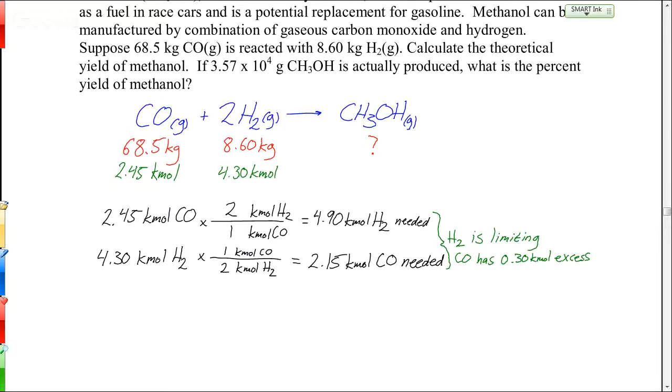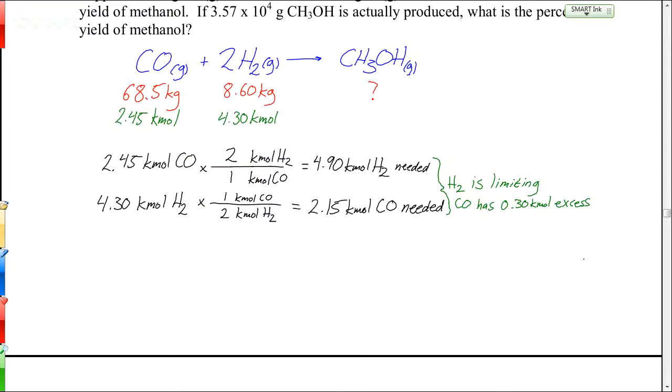We can just say that the 2.45 kilomoles of CO also means, based on the reaction we see above, whoops, sorry, going the wrong way. Let's fix that. The 4.30 kilomoles of hydrogen leads to 4.30 kilomoles of methanol, because that's wrong. Sorry.